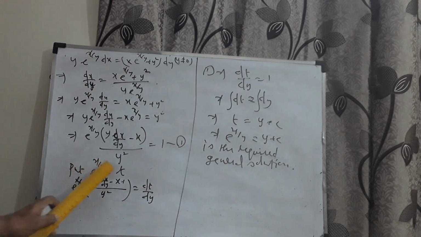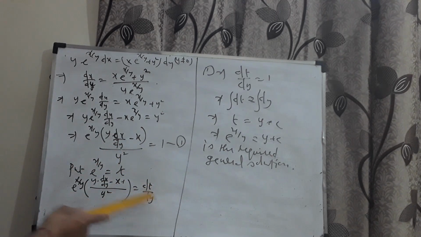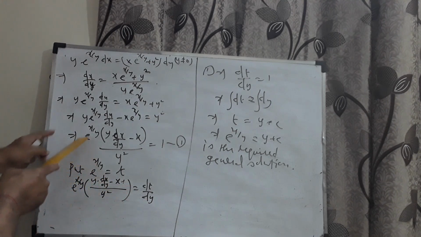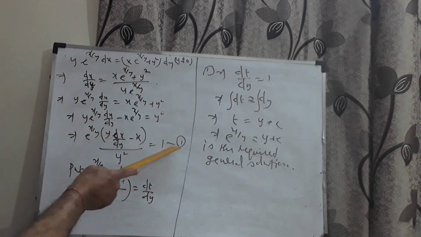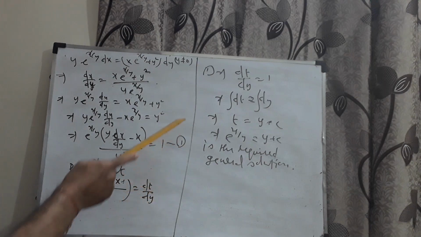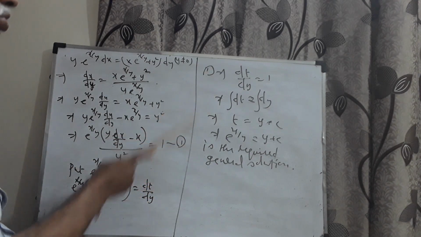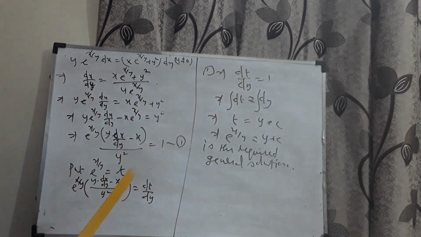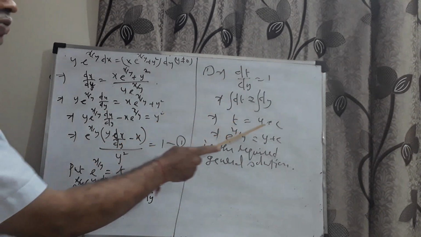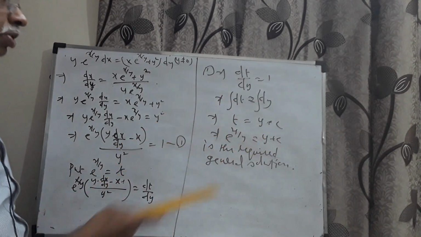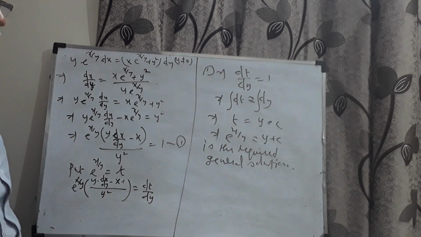I put e^(x/y) is equal to t. I am differentiating throughout with respect to y. Right hand side becomes dt/dy. Left hand side becomes e^(x/y) into (y dx/dy minus x into 1) by y². This is totally my LHS of equation 1. Therefore, equation 1 becomes dt/dy is 1. Integral dt is dy. t is equal to y plus c. t is replaced by e^(x/y). So e^(x/y) is equal to y plus c is the final answer.